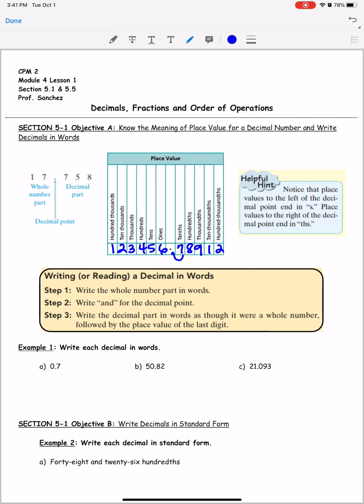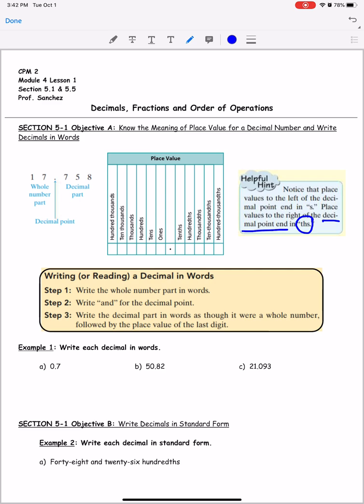So when you have one decimal place, that's the tenths. When you have two decimal places, that's the hundredths. Three decimal places is the thousandths. Then you have 10,000ths and 100,000ths. Your little helpful hint here says, notice that anything to the left of your decimal place ends just in an S, but anything in the THS is your decimal. Decimal ends in the THS.